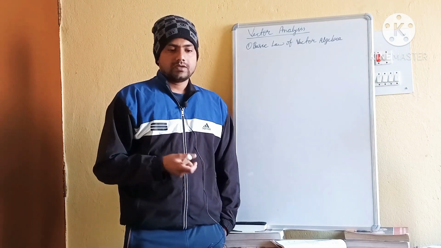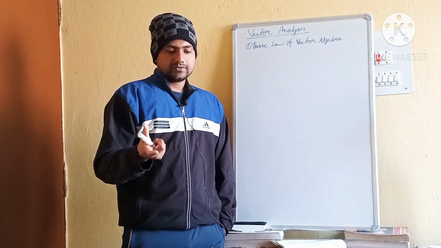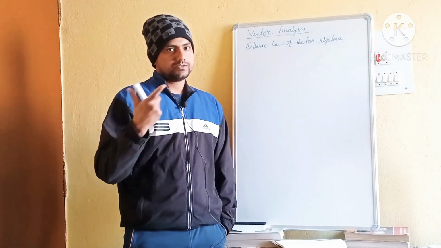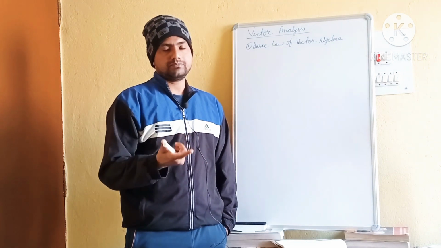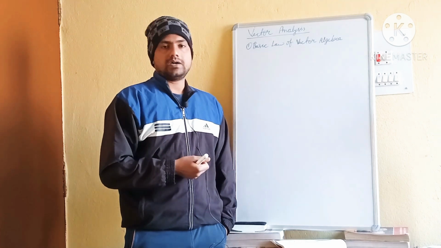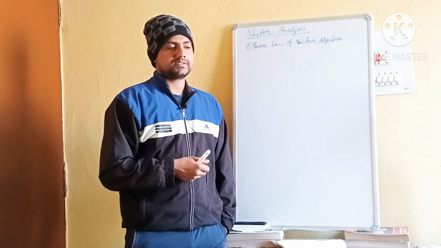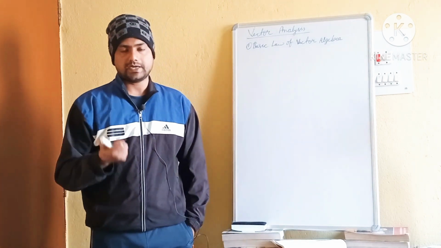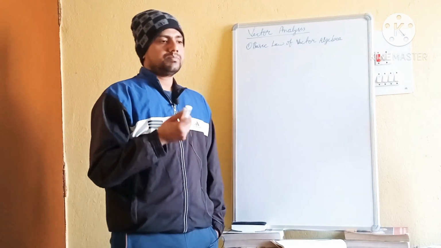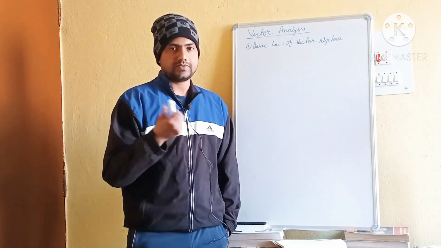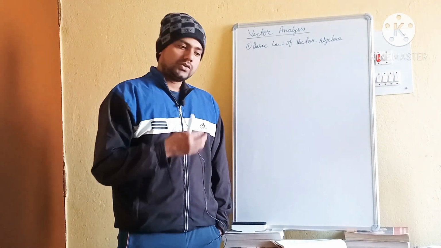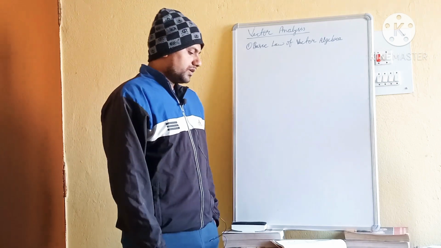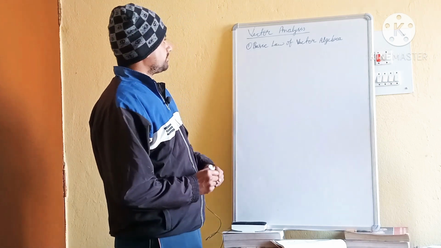Quantities are of two kinds. The first is a scalar, the second is a vector. A scalar has only magnitude, just like time, temperature, and mass. So these are scalar quantities, and vector quantities have both magnitude and direction. Examples: velocity, acceleration, force. So, the basic laws of vector algebra.